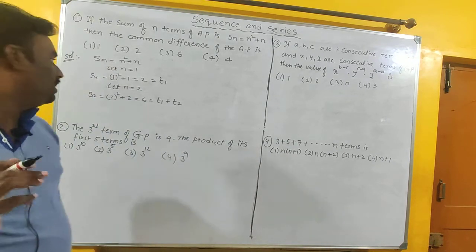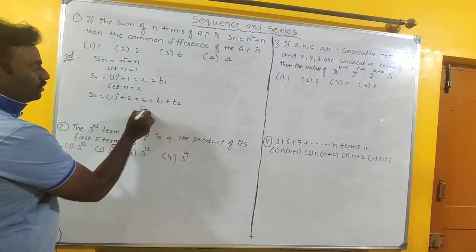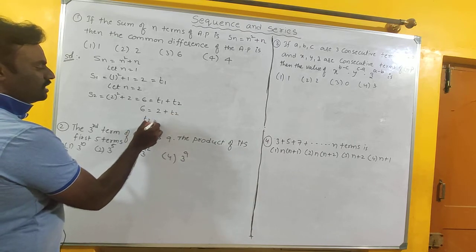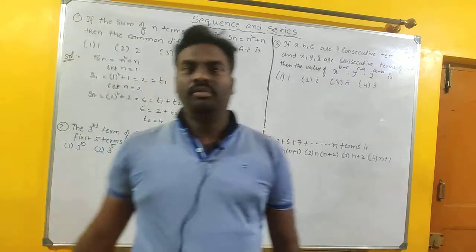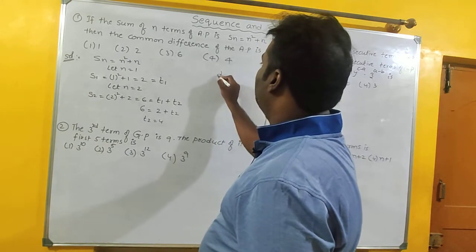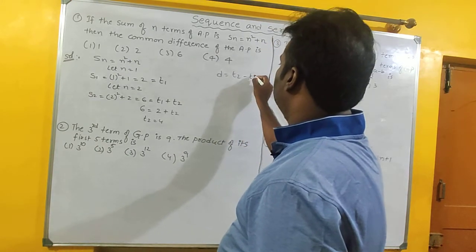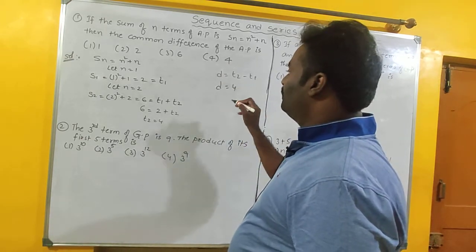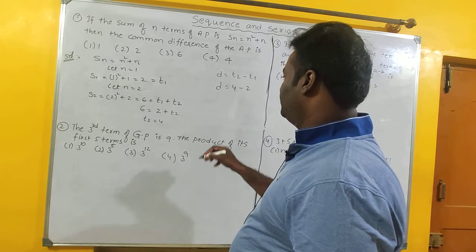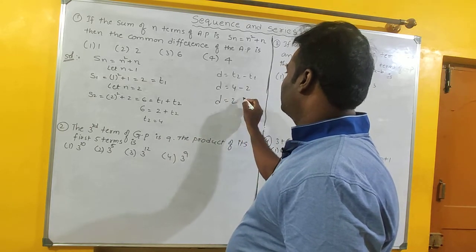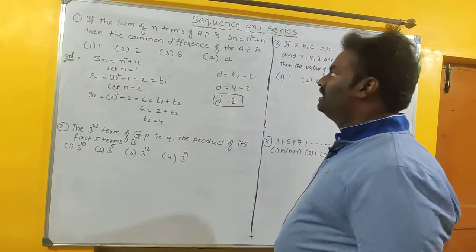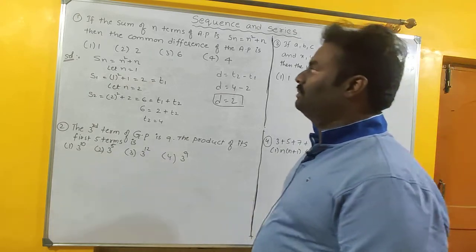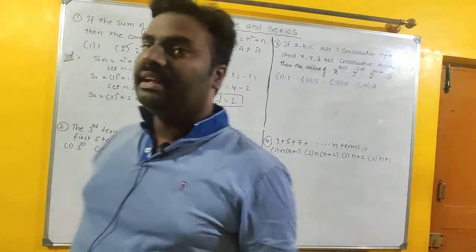Now I need to find T2. Then 6 is equal to 2 plus T2, so T2 is equal to 4. But we require the common difference. The common difference formula is nothing but T2 minus T1. T2 is 4, T1 is 2, so the common difference between the numbers in the sequence is 2. The second option is the correct answer.